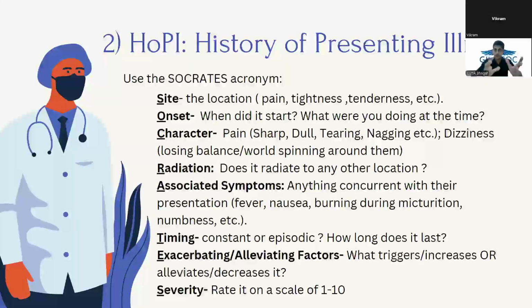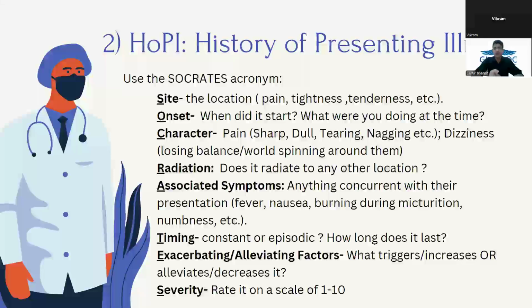And worldwide, the SOCRATES acronym is used. Now, again, you need to keep in mind one thing. Most patients might come to you with a complaint of pain. Now, if it's pain, you can ask them what the site, onset, character, and so on. We'll go through all of them.